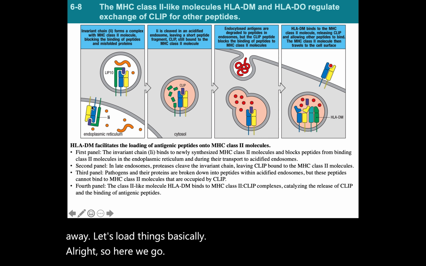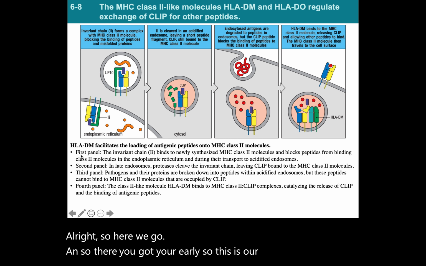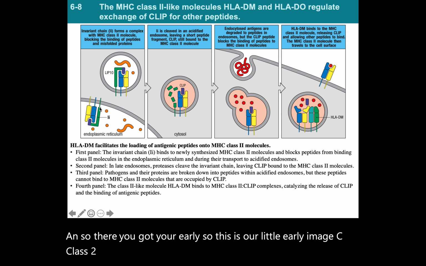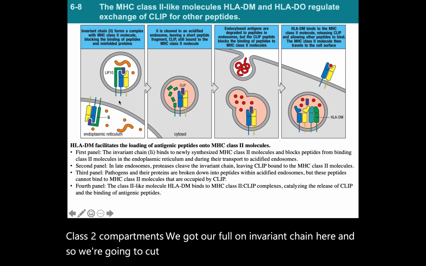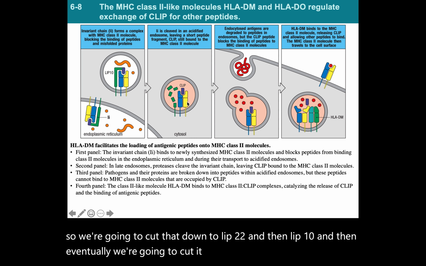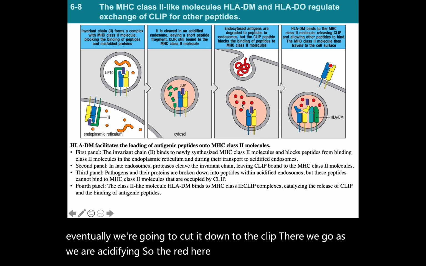So this is our little early MHC Class 2 compartment. We got our full on invariant chain here, and so we're going to cut that down to Lip22 and then Lip10, and then eventually we're going to cut it down to the CLIP. There we go, as we are acidifying. So the red here means we've acidified.